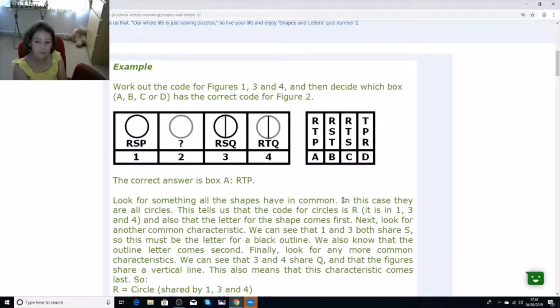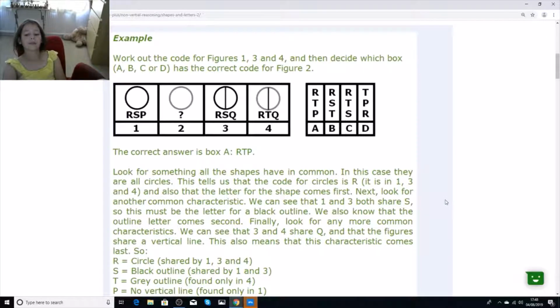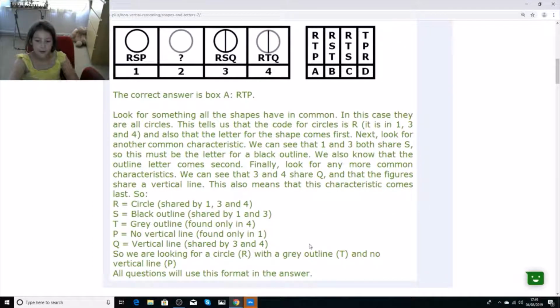Finally, look for any more common characteristics. We can see that 3 and 4 share Q, and that the figures share a vertical line. This also means that this characteristic comes last. So, R equals circle, shared by 1, 3, and 4. S equals black outline, shared by 1 and 3. T equals grey outline, found only in 4. P equals no vertical line, found only in 1. Q equals vertical line, shared by 3 and 4. So we are looking for a circle, R, with a grey outline, T, and no vertical line, P. All questions will use this format in the answer.